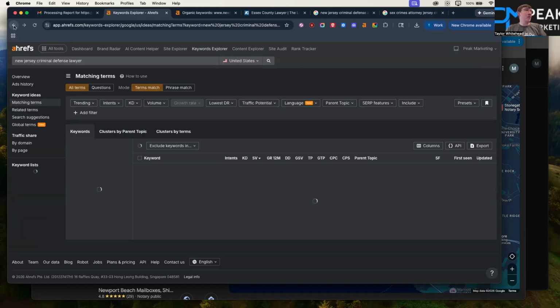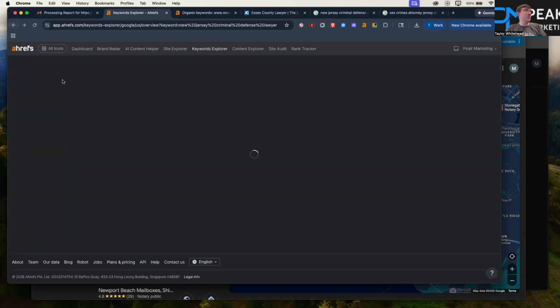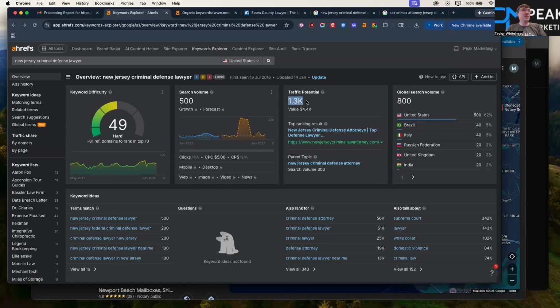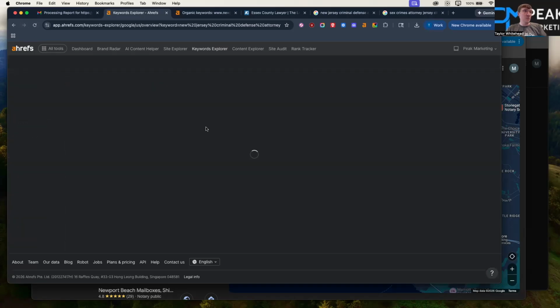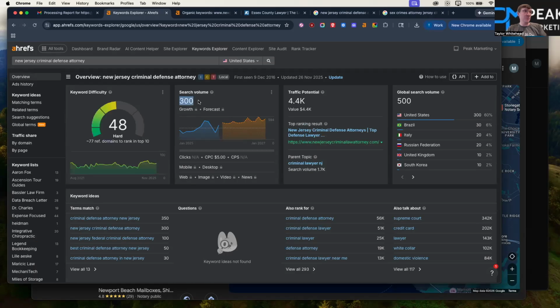If I go back to our original screen here for our criminal defense lawyer, you can see the traffic potential is 1.3K. Now, keep in mind, where a lot of people get hung up is they'll look at that one keyword and they'll say, hey, the search volume is 500 for this single keyword. But when we went and we looked at this other keyword, it was only 300 for this specific keyword.